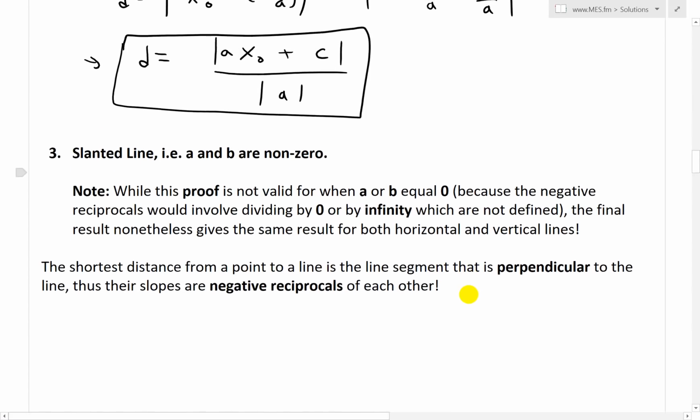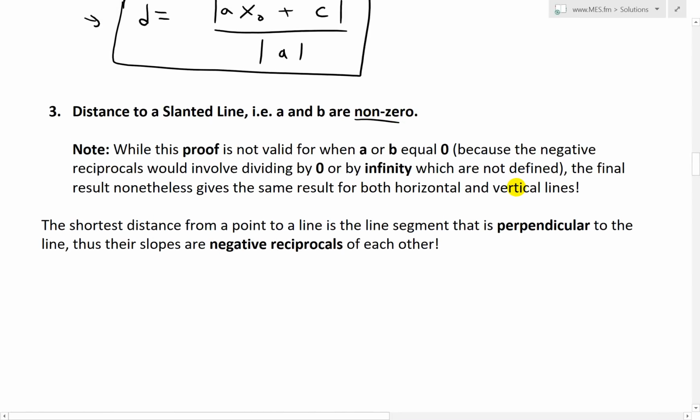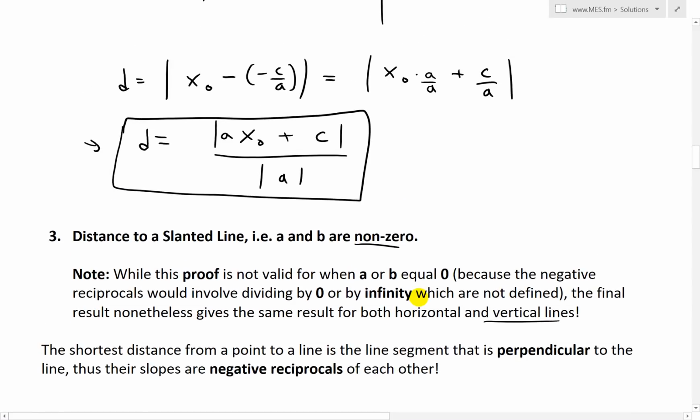Now let's look at the distance to a slanted line, i.e. when a and b are non-zero. And again, note that this proof is not valid when a or b equals 0, because the negative reciprocals would involve dividing by 0 or by infinity, which are not defined, as I will show in a bit. The final result nonetheless gives the same result for both horizontal and vertical lines as shown above.